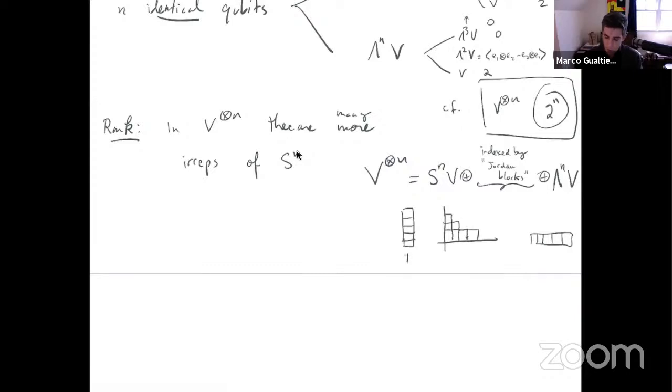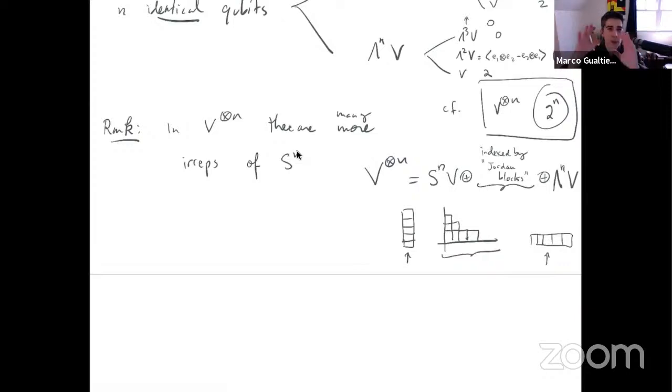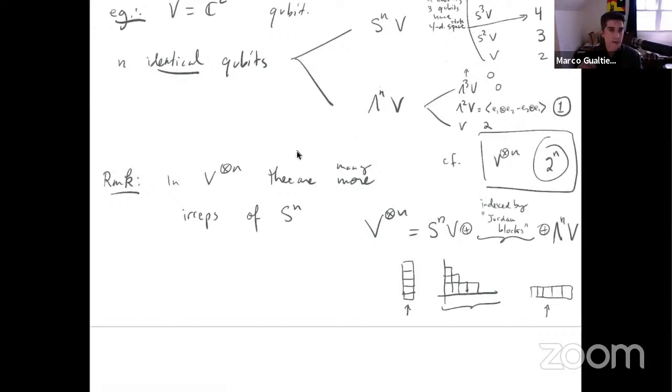There's the one that is completely vertical, there's the one that's completely horizontal, but then there's other things in between which have a mixture. And so there are other irreducible representations, but they're not used in physics. The particles, identical particles, do not behave under these representations.